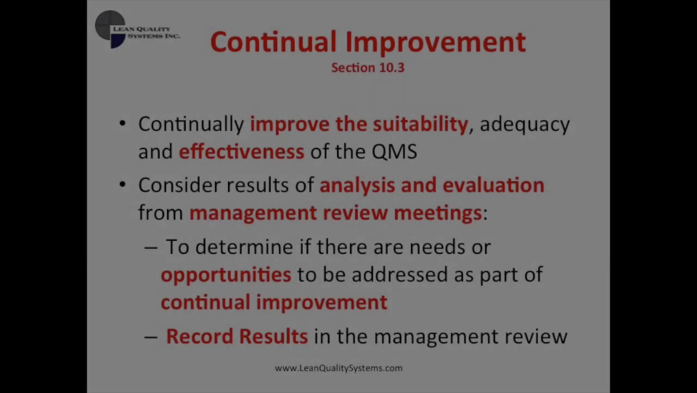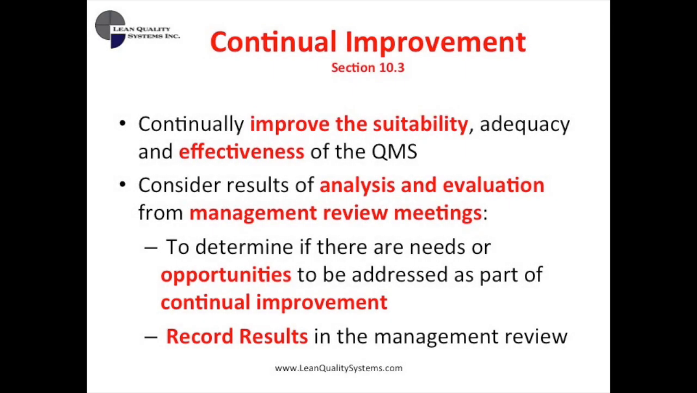So let's take a look at what Section 10.3 says. Continually improve the stability, adequacy, and effectiveness of the quality management system. Consider results of analysis and evaluation from management review meetings to determine if there are needs or opportunities to be addressed as part of the continual improvement process. Record results. Always have records.